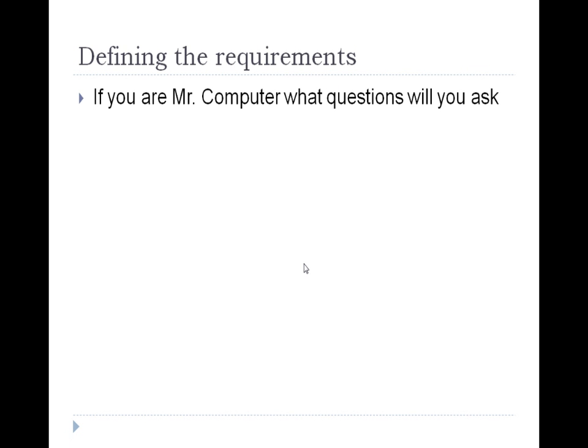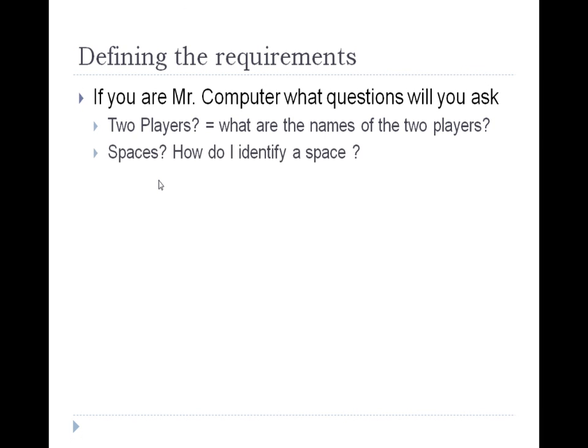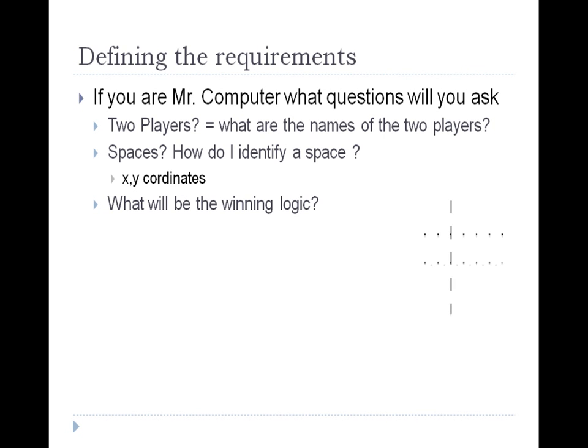Okay, now what we have is, if you are Mr. Computer, what are the questions that you will be asking? So you have two players, so you would like to know what are the names of those two players. There are 9 spaces. How would you identify those 9 spaces? You can use the XY coordinates to identify those 9 spaces. And then what will be the winning logic? Of course, we have looked at the logic in terms of English, but we have to convert that logic into mathematical terms. This is the grid that we are talking about, spaces, etc.